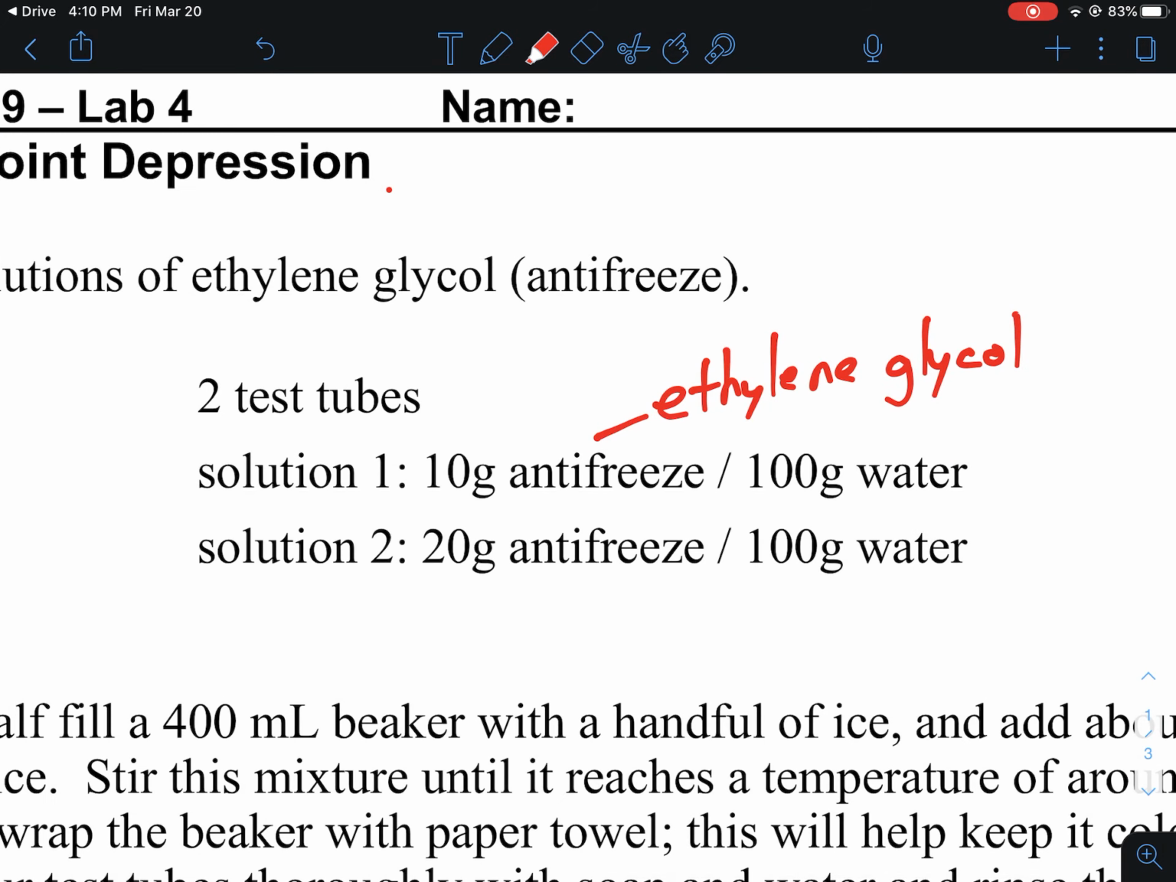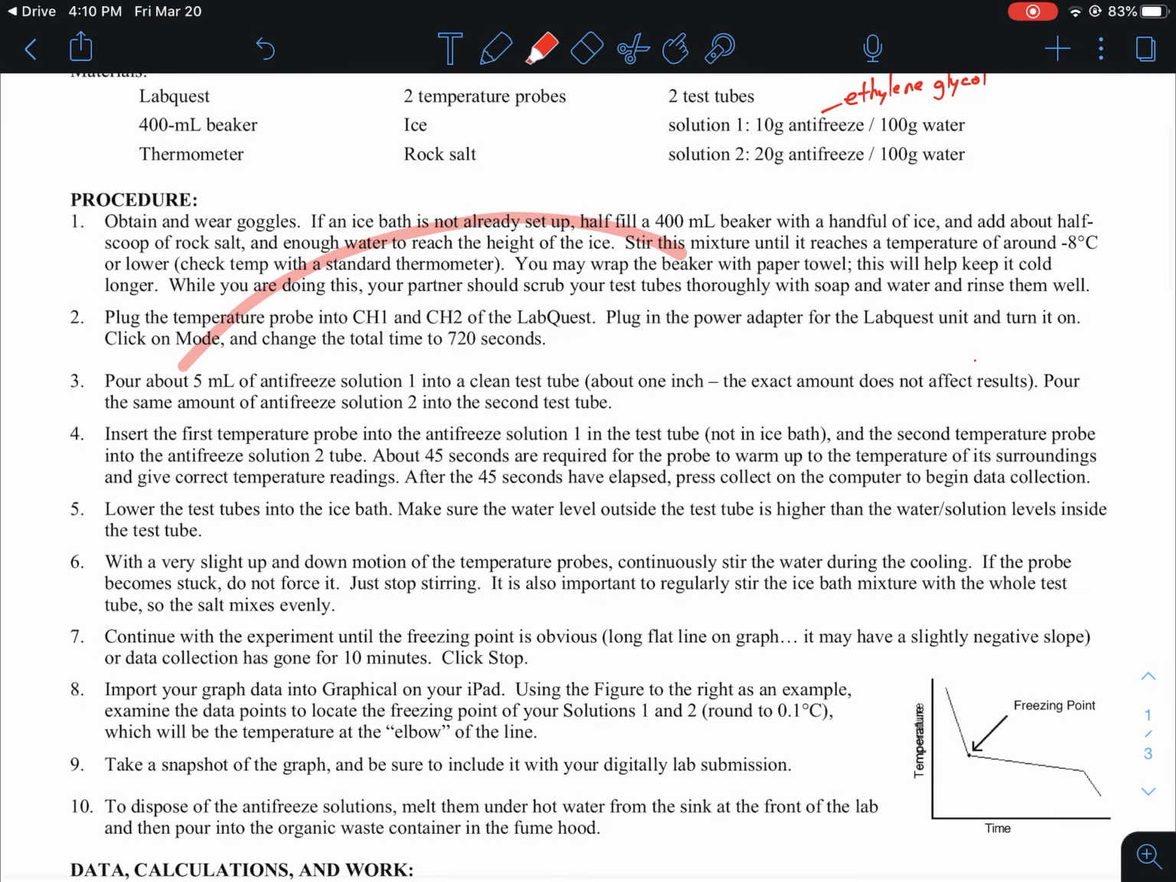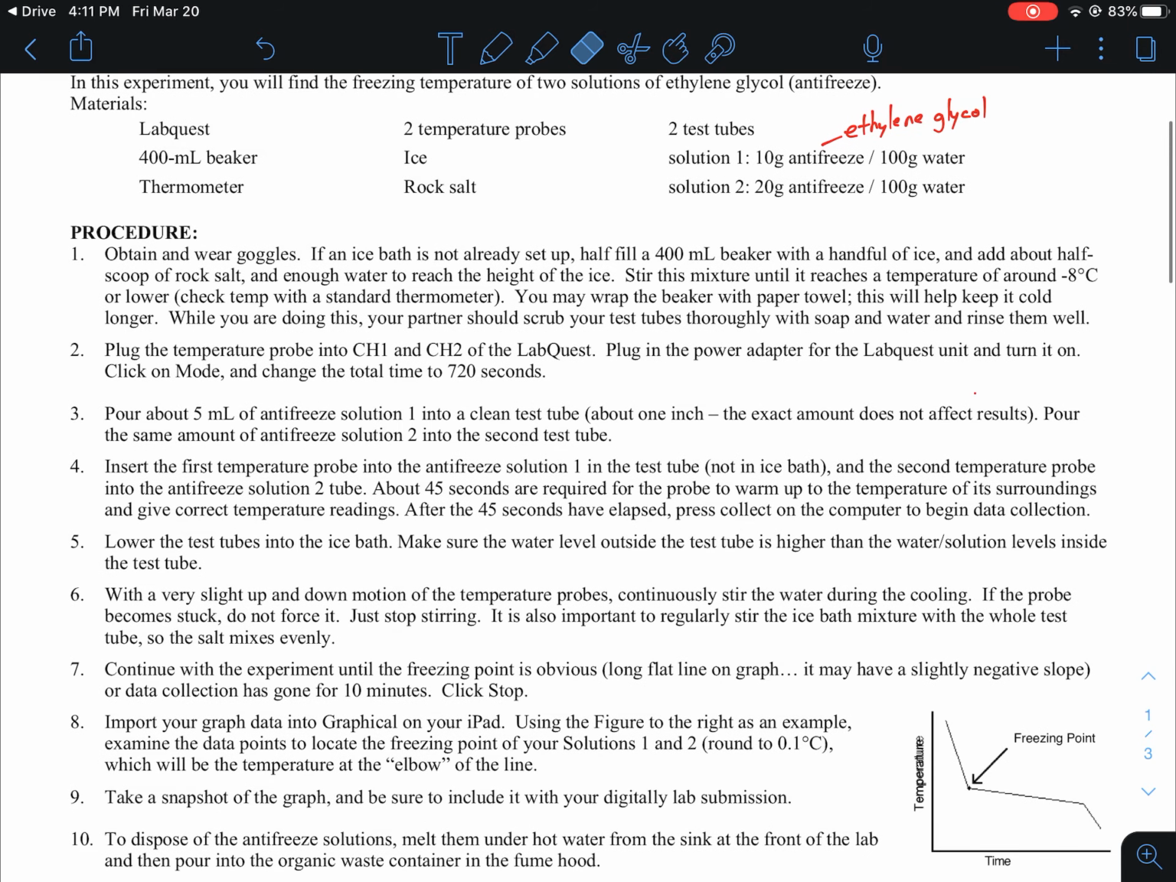But you would be taking these two solutions. Obviously, one of them is double the concentration of the other. If you read through the procedure, I'm going to generally go over it here, but you would basically be putting about 5 milliliters of each solution into a test tube. So you'd have two test tubes, the same depth of solution, and into each test tube you'd be putting a temperature probe from the LabQuest, which you've used before, and then you would be sticking both of those test tubes into an ice water salt bath.